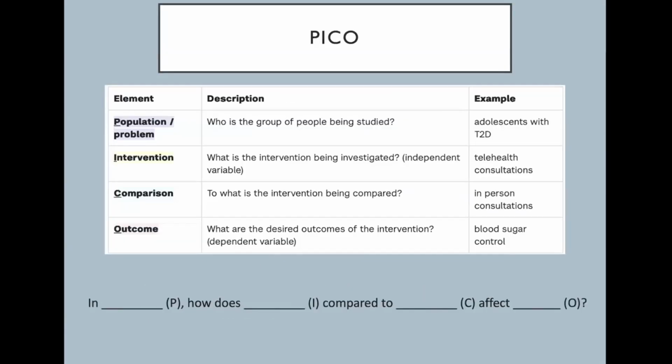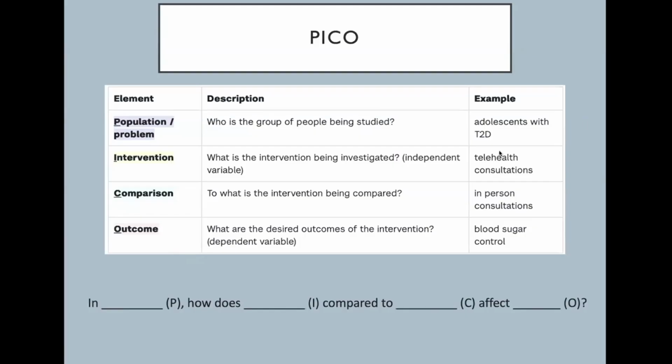So PICO, like we said, stands for what's written in the table here. The first, population or the problem, is going to be your sample set that you're going to define. So with the P, you're going to ask yourself, who's the group of people that you're studying? The example here is adolescents with type 2 diabetes. The second letter is intervention. What's the intervention that's being investigated? What are we looking at? In the actual study, in this case, it's telehealth consultations.